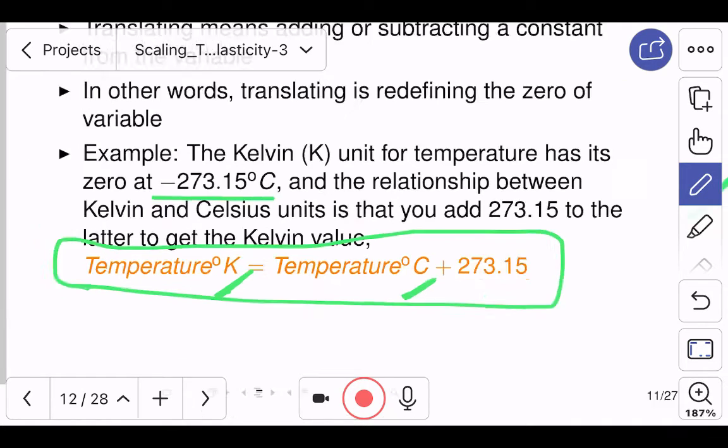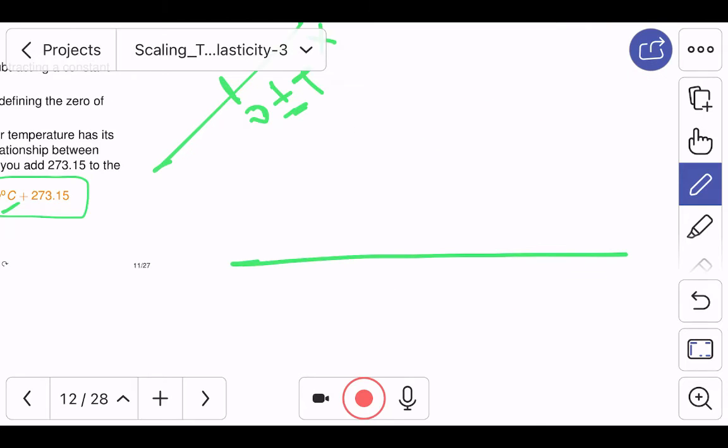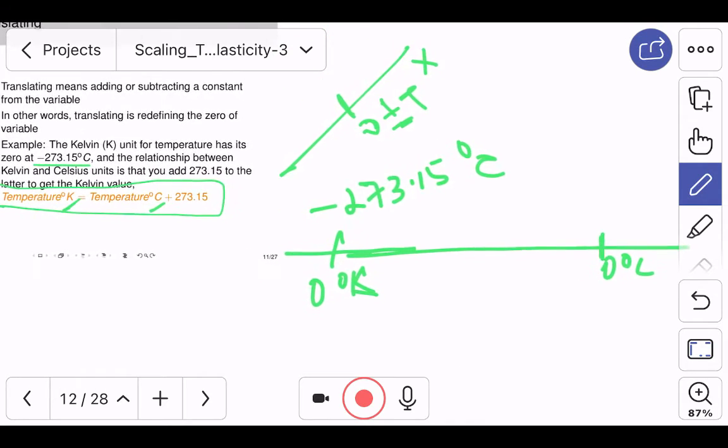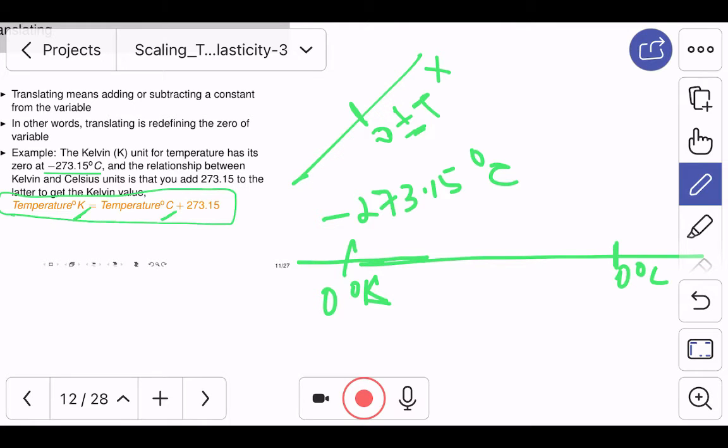So they are very different measurements. The 0 for degree centigrade is here, and the 0 for degree Kelvin is actually minus 273.15 degrees centigrade. Simple example. This doesn't involve scaling because a tick in degree centigrade, or 1 unit change in degree centigrade, is the same thing as a 1 degree change in degree Kelvin. So the scales are the same.